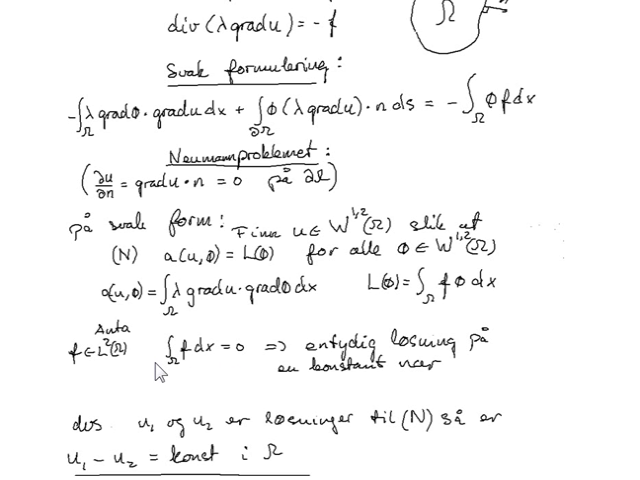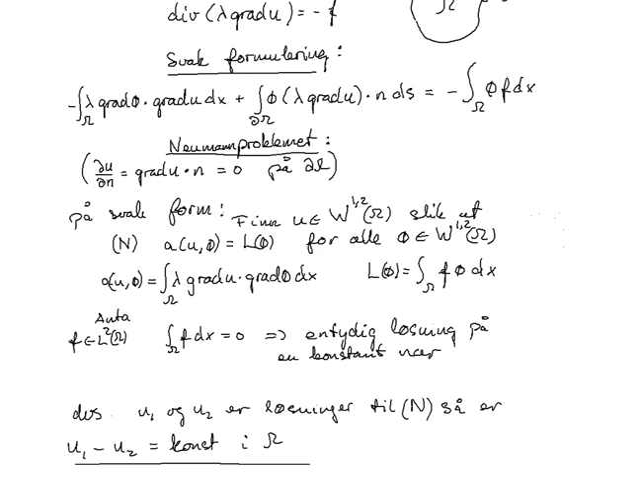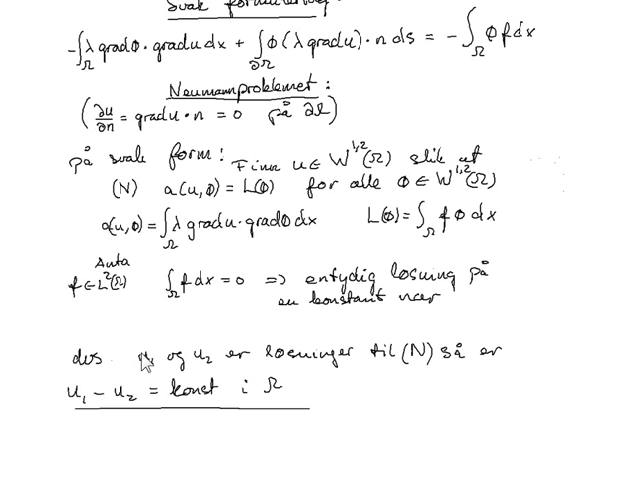Using these two conditions, we can prove that this formulation of the Neumann problem will give a unique solution within an arbitrary constant. And what does that mean? Well, it means that if we have two solutions of this problem, u1 and u2, then the difference between these two solutions must be a constant in the region omega.